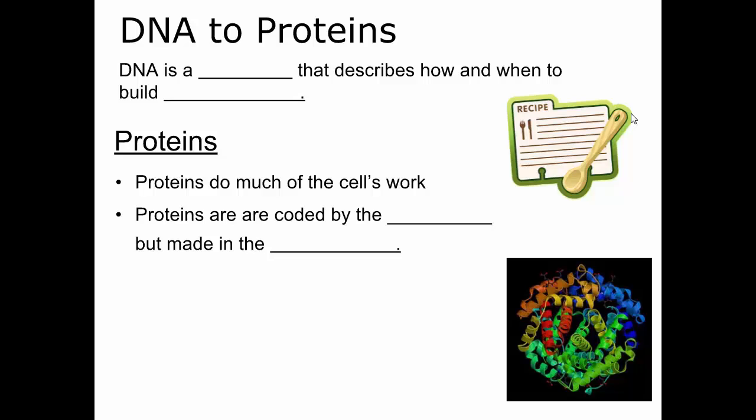So DNA is a recipe. If we think of a recipe, what does a recipe do? It gives instructions. Yeah, it's instructions to make something. So a recipe to make a cake is the instructions to make a cake. So the DNA is a recipe that describes how and when to build proteins.